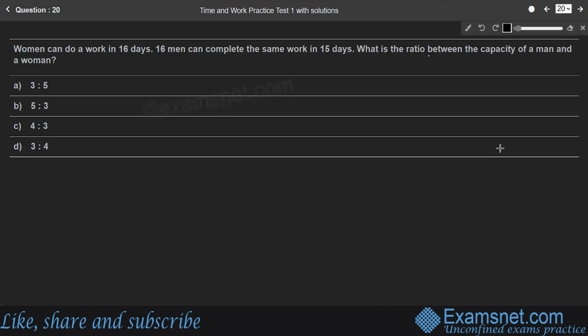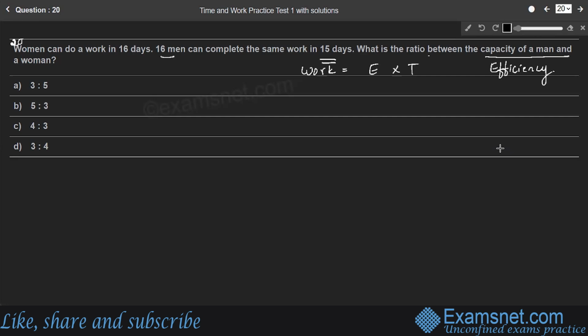Question number 20. So here students, there is a small error in the question. It should be 20 women, right? 20 women can do a work in 16 days. 16 men can complete the same work in 15 days. So what is the ratio between capacity of a man and a woman? Here capacity of a man means work done per unit time, work done in 1 day by a man, right? And work done by a woman in 1 day, right, is called their capacity, right? So in scientific terms, we call it as efficiency, their efficiency, right? We all know that work is nothing but the product of efficiency and time, efficiency into time, right?